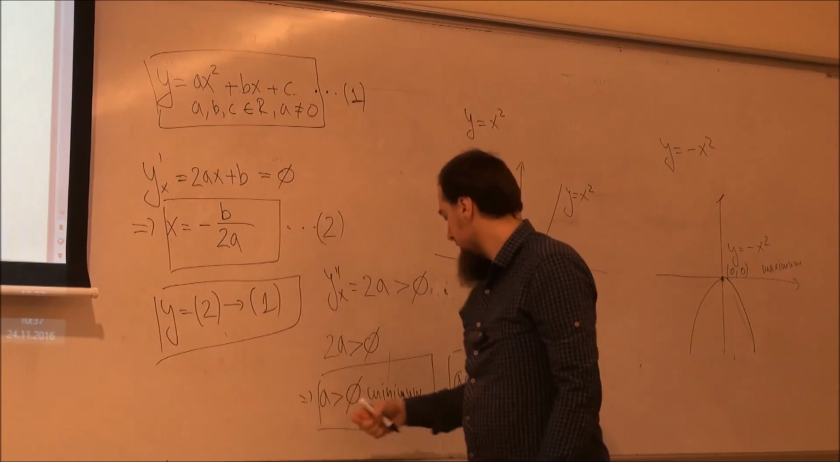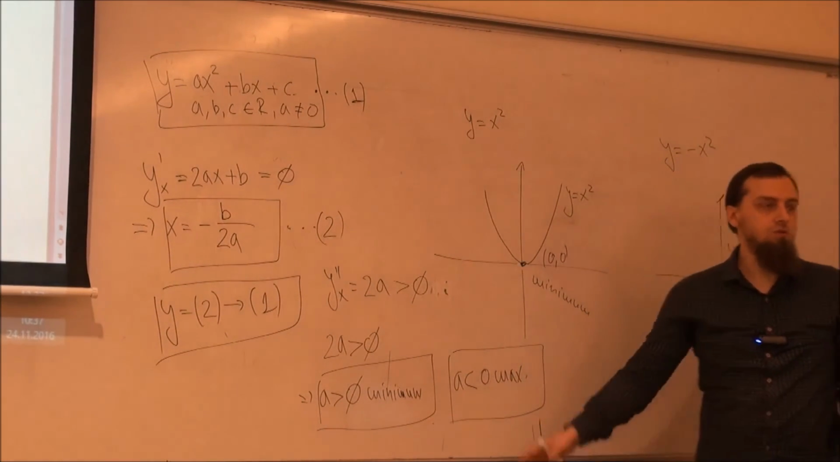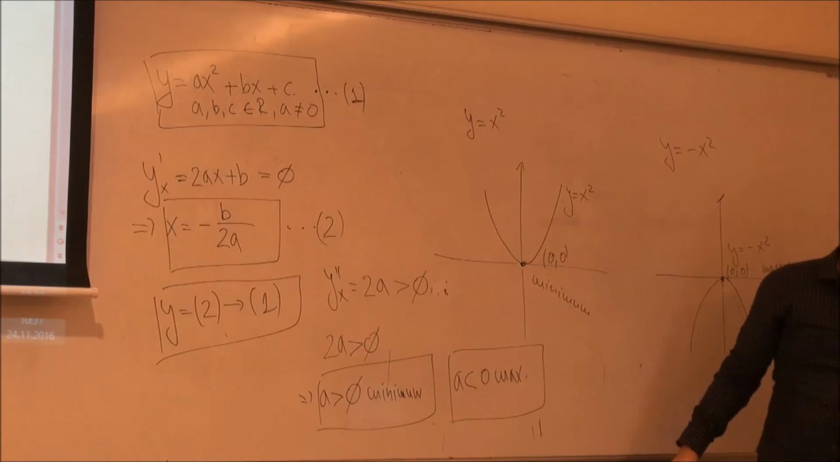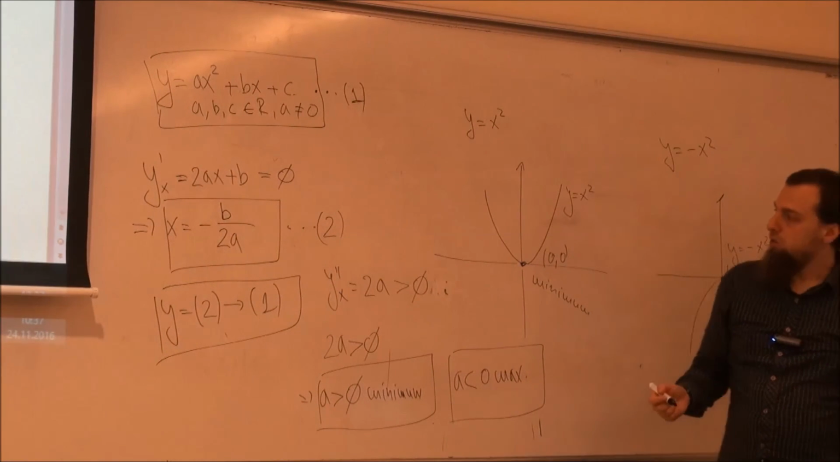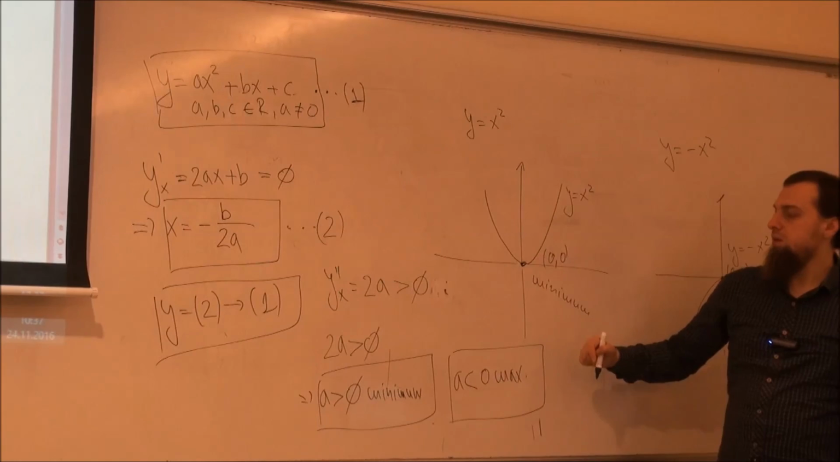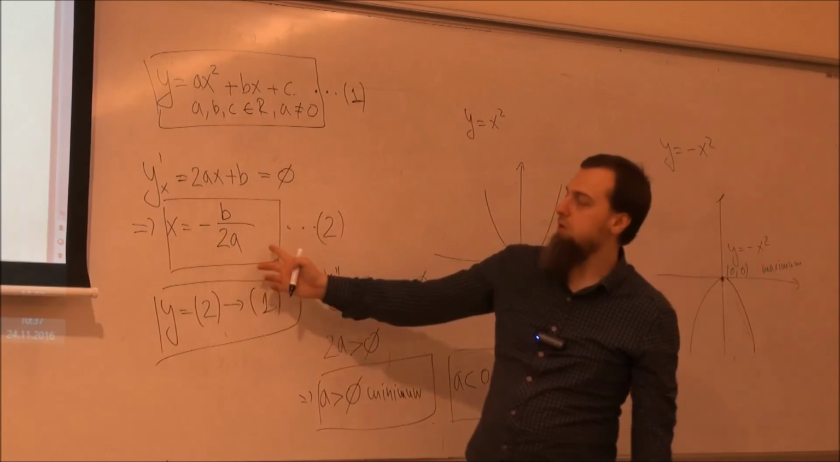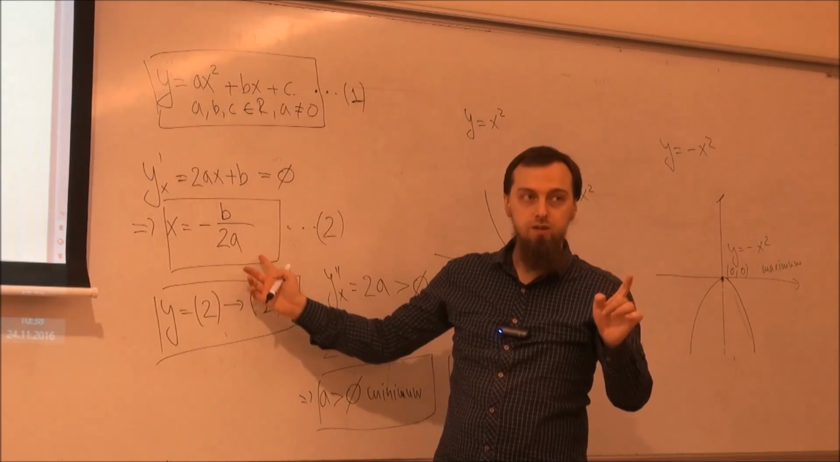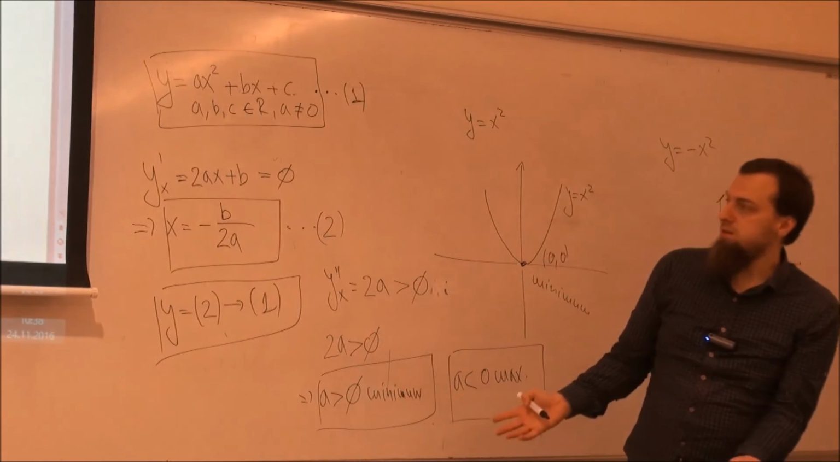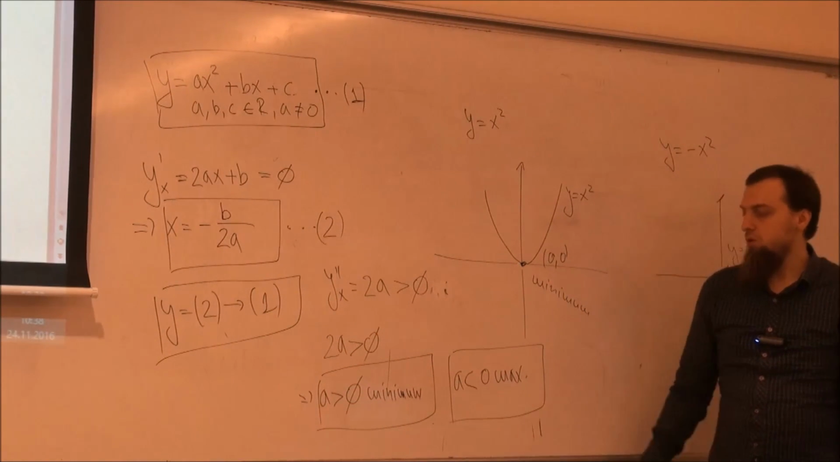So 1, 2, 3, 4, 5. We are going to need those 5 formulas in order to find the extreme points and the corresponding coordinates of x and y, and find whether that extreme point is a minimum or a maximum.